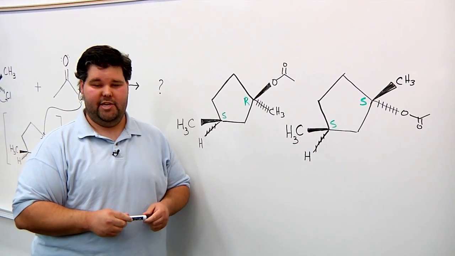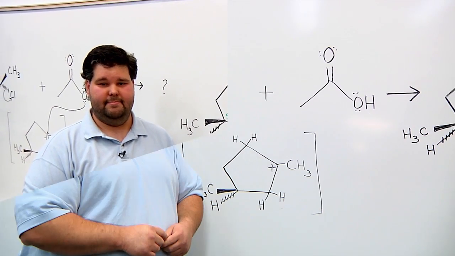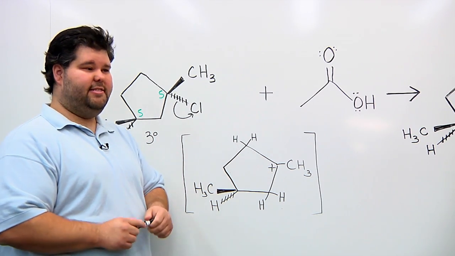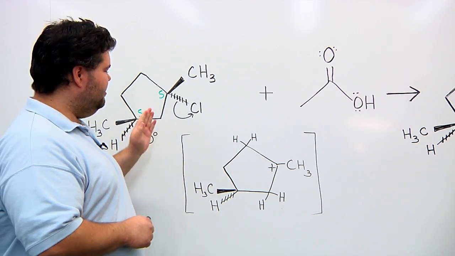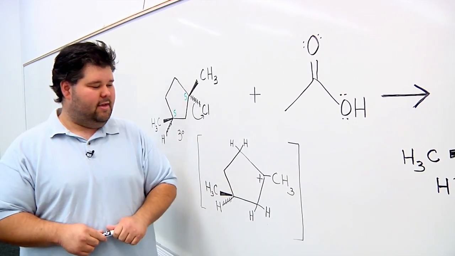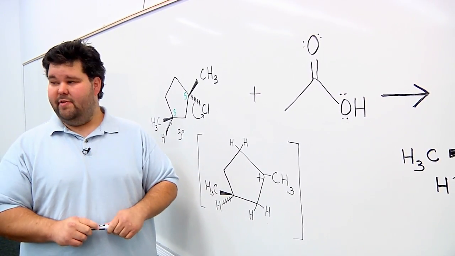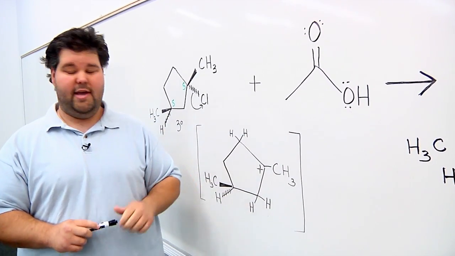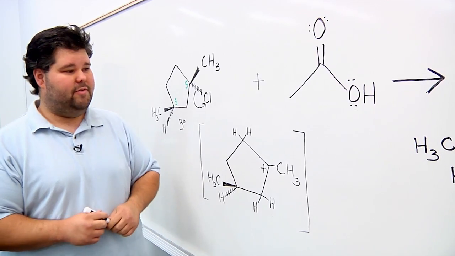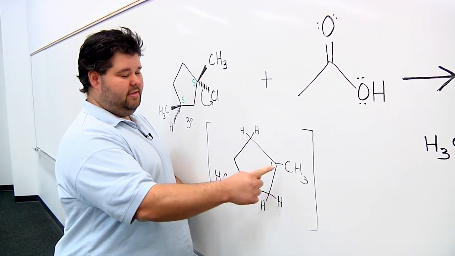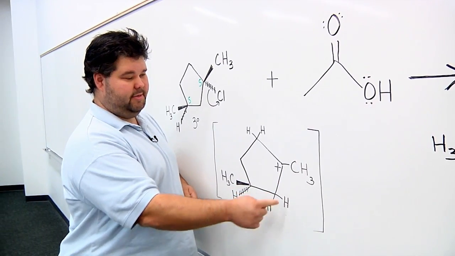Next, we'll look at the elimination products. The elimination reaction begins exactly the same as the substitution reaction. The chlorine leaves, and that leaves behind the tertiary carbocation. However, unlike the substitution reaction, the oxygen of the acetic acid is not going to attack the carbocation and form a new bond. However, it is going to take a proton from either this adjacent carbon, or this adjacent carbon.